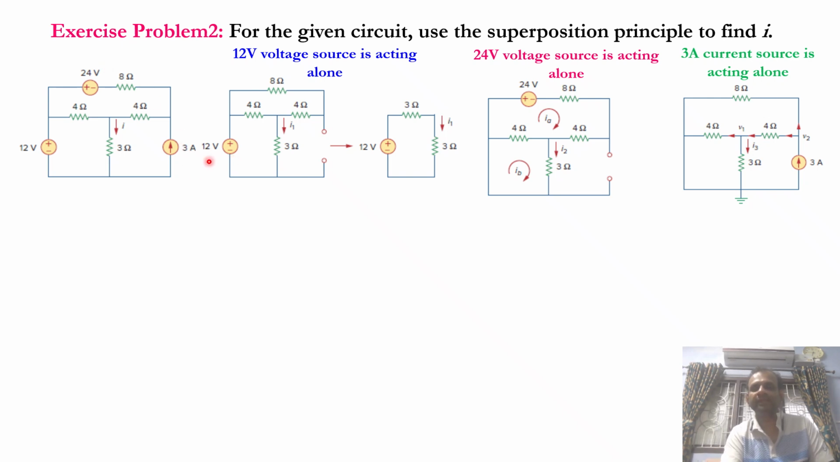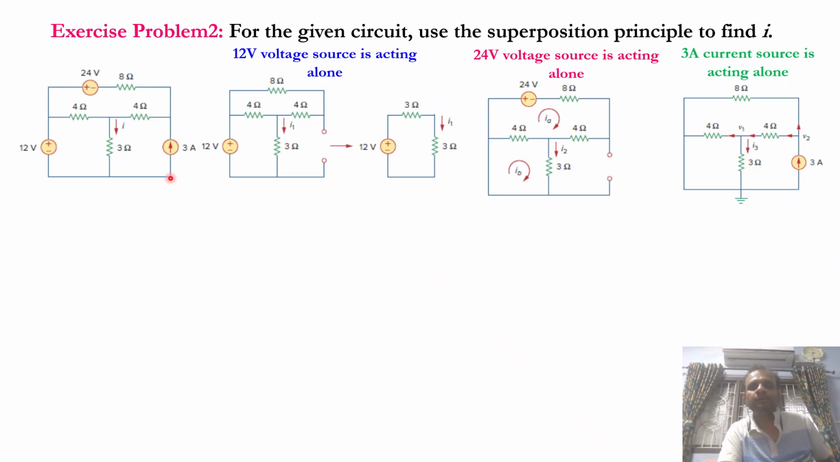See here, 12 volt is retained, the current source is made 0, so you open this, and the voltage source is made 0, you short this. So this is the circuit. So simplify, you will get this circuit. How to get this circuit? You can see 4 ohm and 8 ohm are in series, so together 12 ohm. 12 ohm parallel 4 will be 3 ohm. So 12 volt and 3 ohm, and this is 3 ohm, together 6 ohms. 12 by 6 is 2 ampere. 2 ampere downflow.